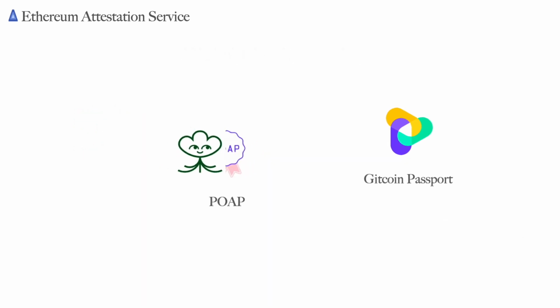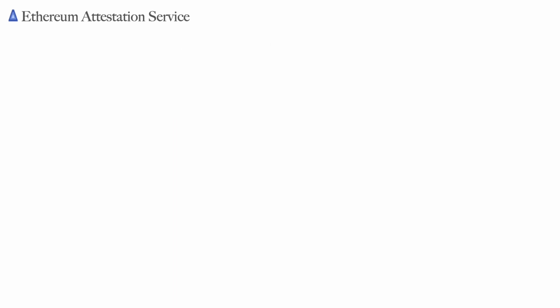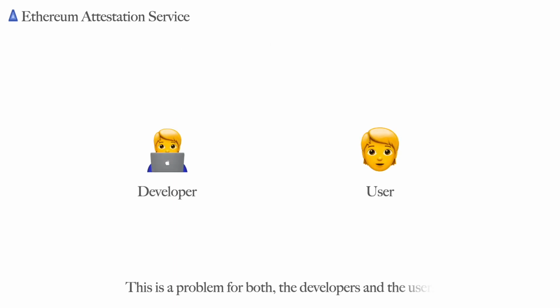There are more than a dozen identity management protocols available today in the Ethereum ecosystem. Each of them is built for a specific use case, and each of them uses its own custom standards and interfaces. This is a problem for both the developers and the users.